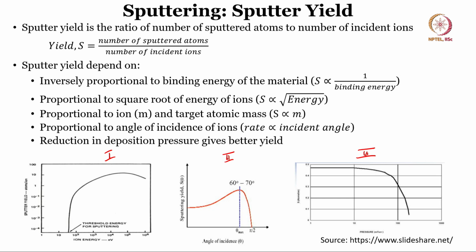So, as you can see here, the binding energy and sputtering yield are inversely proportional. The sputtering yield is proportional to the square root of the energy of the ions. If atomic mass increases, it is directly proportional. The rate is proportional to the angle of incidence, right. So, these are all the parameters that we have to take care of when we are going to use a sputtering system.